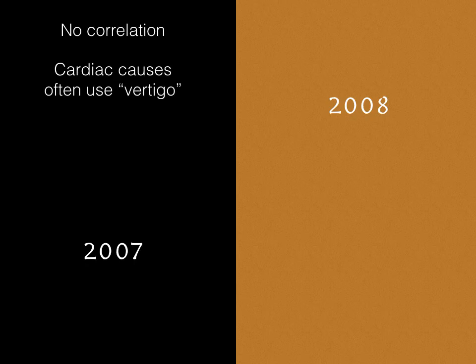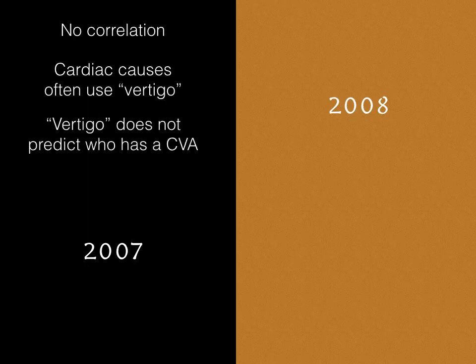And a couple of studies that I'll mention here, although there are more, include one that was done in 2007, and I believe this was done in the Mayo Clinic Proceedings, which demonstrated there was no correlation between the descriptor of the dizziness and the ultimate outcome. So for instance, cardiac causes of dizziness often used vertigo at their initial presentation to describe their dizziness. And the description of vertigo didn't predict who ultimately was found to have a CVA or a stroke.